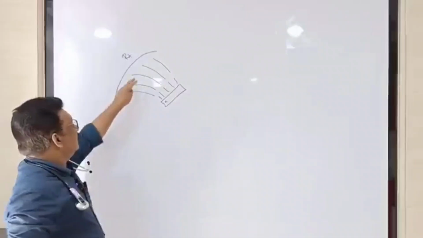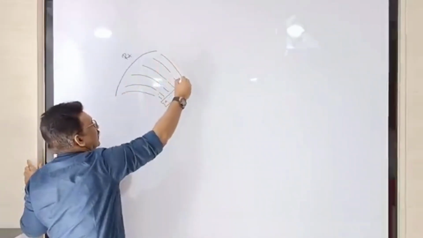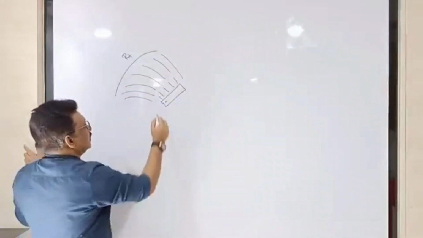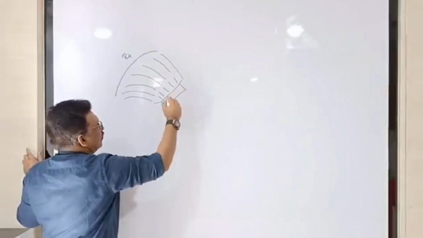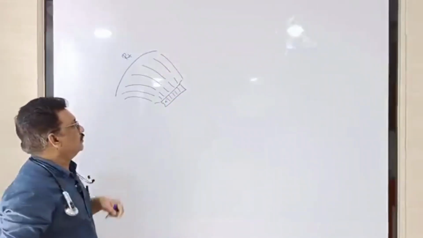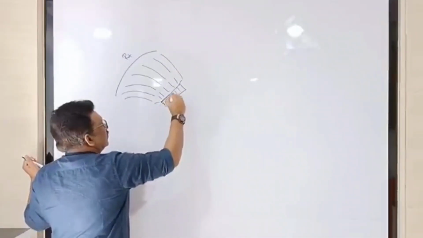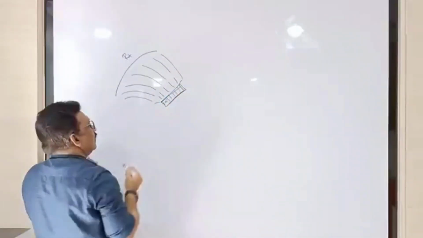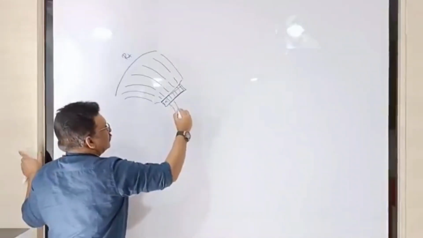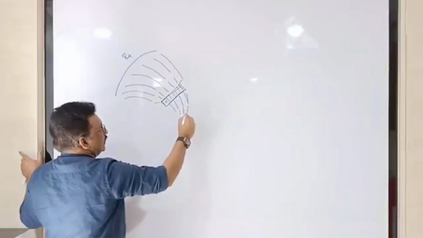The difference between the tract here and here is that here there are a lot of fibers spread across the brain area, but all these tracts will come to this small area and they will be condensed here. That is the internal capsule. So this is the internal capsule, and again the fibers from here come down on the same side.